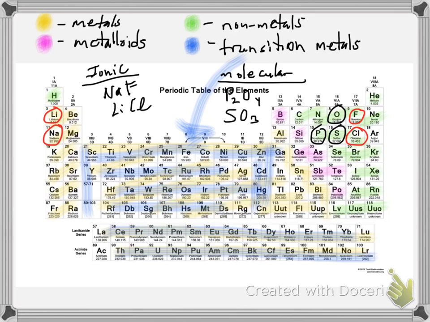Some molecular compounds: P2O4, where both phosphorus and oxygen are on the nonmetal side, and SO3, or sulfur trioxide, where both sulfur and oxygen are on the nonmetal side. So we're looking at nonmetal and nonmetal. This is a really easy way to figure out, okay, am I talking about ionic compounds or molecular compounds? Let's dig into the details about how to name them.